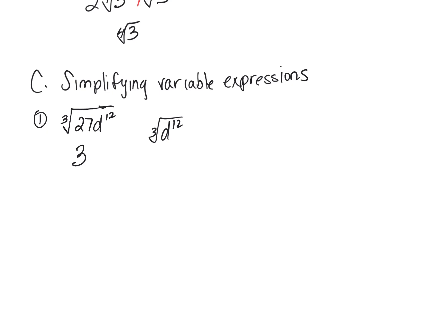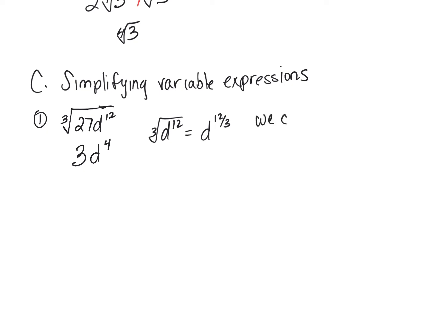Okay. So which could be d to the 12 over 3, right? The exponent becomes the numerator, the root became the denominator, and I end up dividing, right? So I can divide my power by my root to simplify, because it's the same as multiplying by 1/3, which is dividing by 3. So I get d to what power? To the 4th, 12 divided by 3.